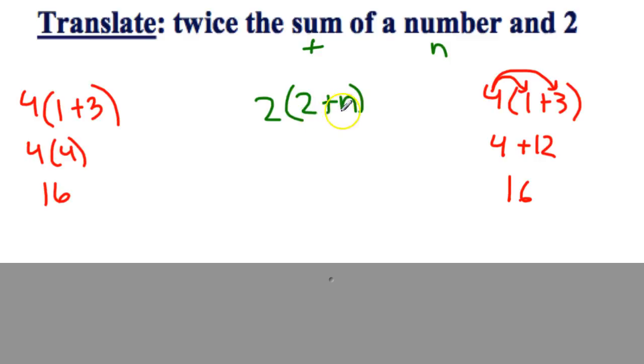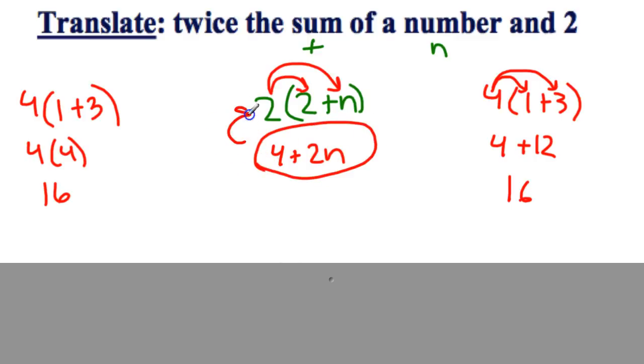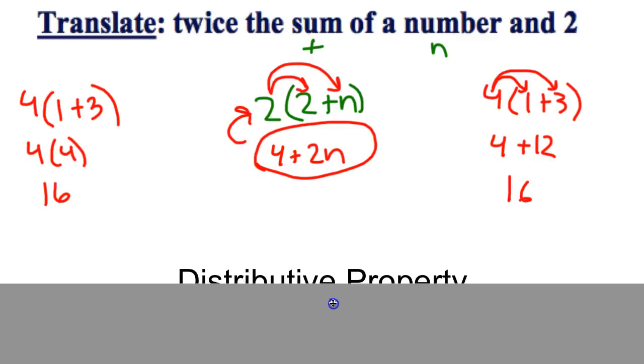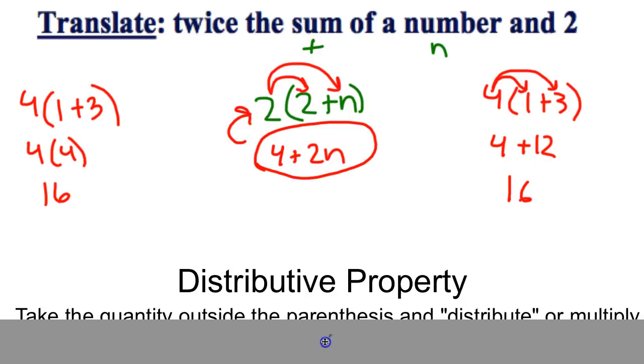Now if we look at this one in the middle, we can actually simplify this a little bit more. We can't do it the other way because you can't do 2 plus n. Those are not like terms. But I can multiply the 2 times this 2 and the 2 times the n. So 2 times 2 is 4. 2 times n is 2n. So this is the simplified version of this green one right there. And this is called the distributive property.